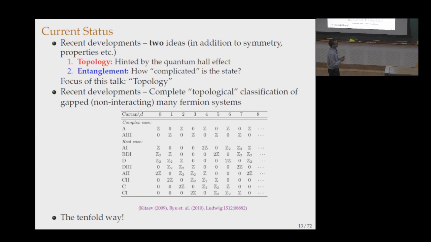Okay, so what will I be discussing? So what we now understand is that in phases which we call short range entangled, in some sense very minimal entanglement, there is a complete understanding of the gapped phases of fermions. And that understanding is shown in this periodic table. And you can see that it has some labels here and some numbers there. I'm not going to discuss what it is now, but I will elaborate on this as we go along. And this thing is called the tenfold way because there are 10 rows here. Okay? And I'm going to be mostly talking to you about the tenfold way.